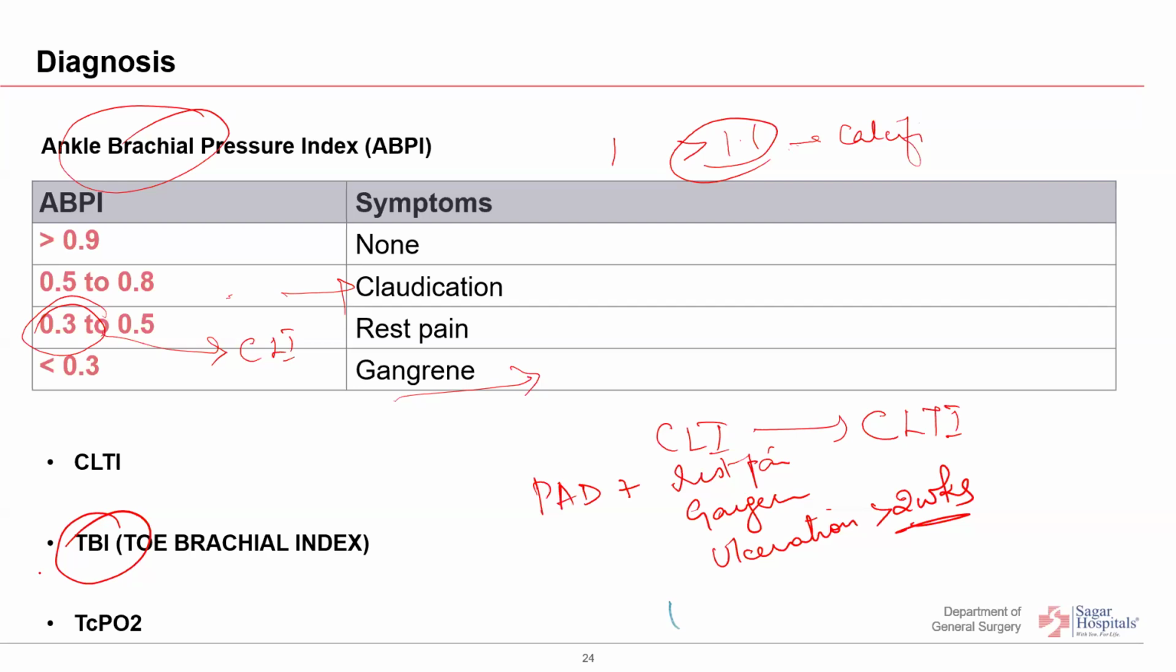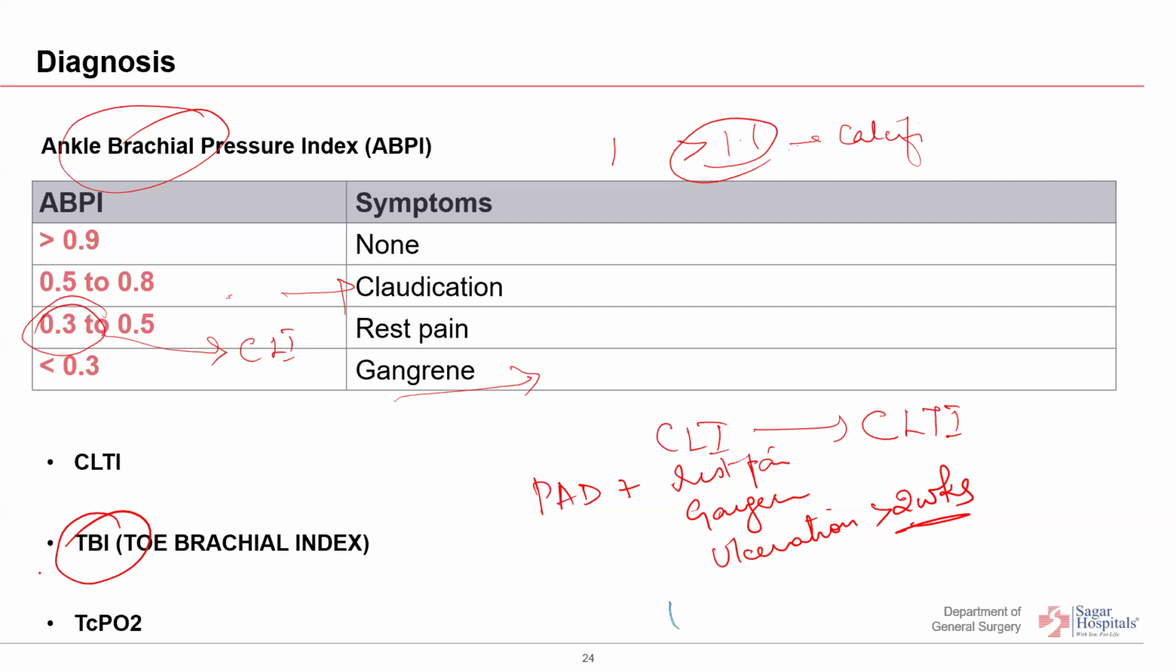In this toe brachial index, a specific sensor is tied around the toe, and that will give you the pressure in the most distal arteries. So this will give you a value. The toe pressure should be more than 30 millimeters of mercury. If it is less than 30 millimeters of mercury, there is a significant compromise.